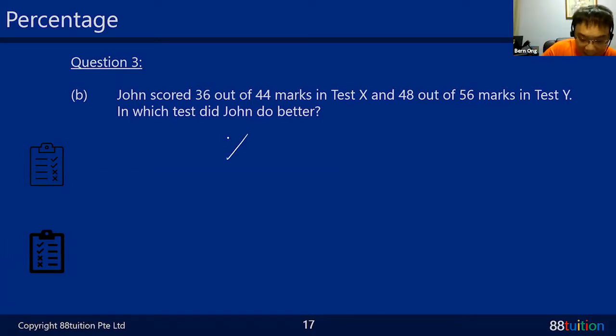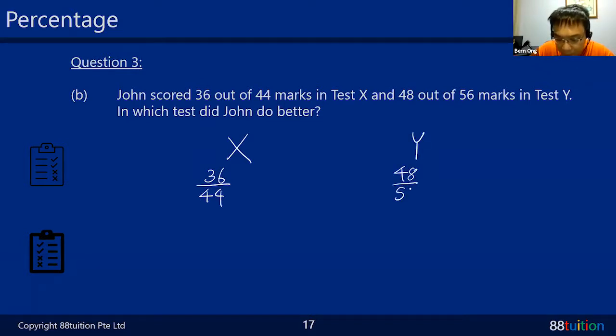Right, for test X, John scored what? 36 out of 44. Test Y, he scored 48 out of 56. Which one is better? Because the basis of comparison is different. One is out of 44 and one is out of 56. How do you compare them? Not fair. So what do you do? You purposely change to a percentage.